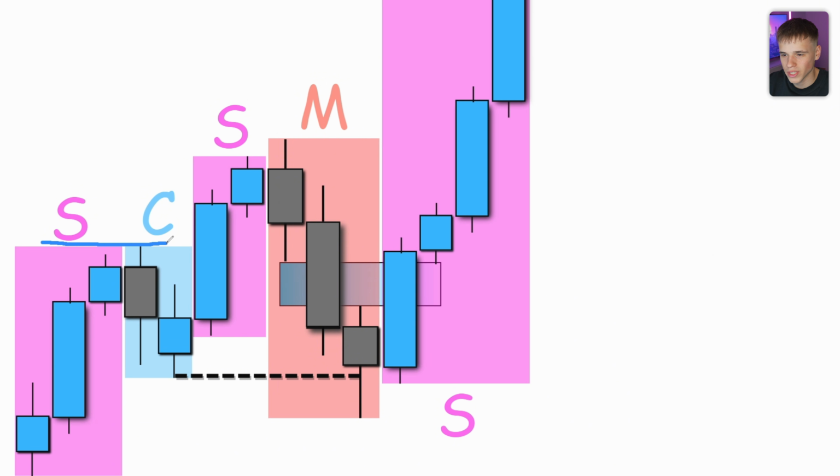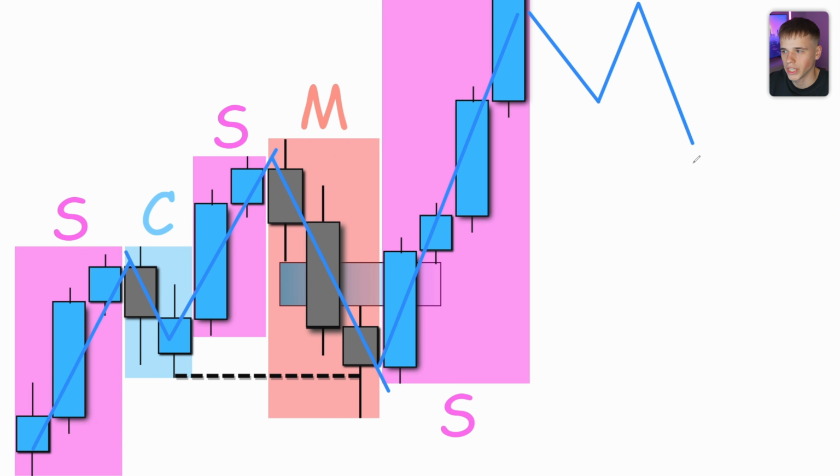Like this, it looks like an absolute nightmare because it looks so complicated, but when you put it together slowly, structure, correction, structure, we get a manipulation, and then we continue with our structure later on, correction, structure, manipulation. So it's always going to be the same thing that is going to circle in the market.